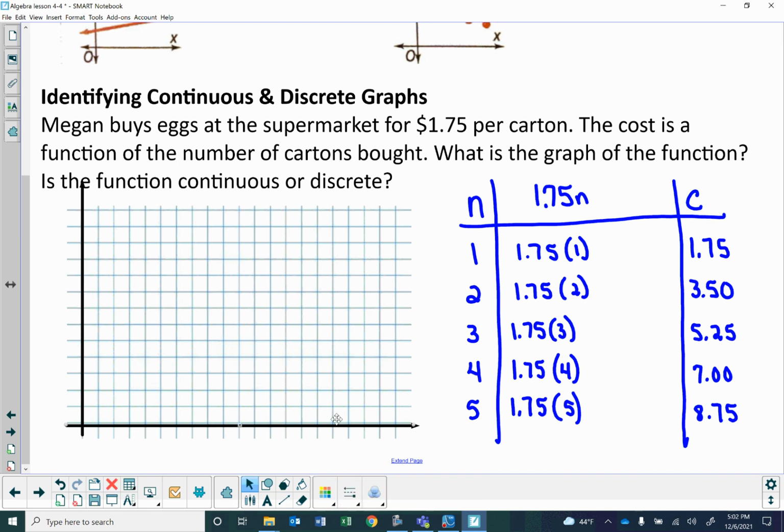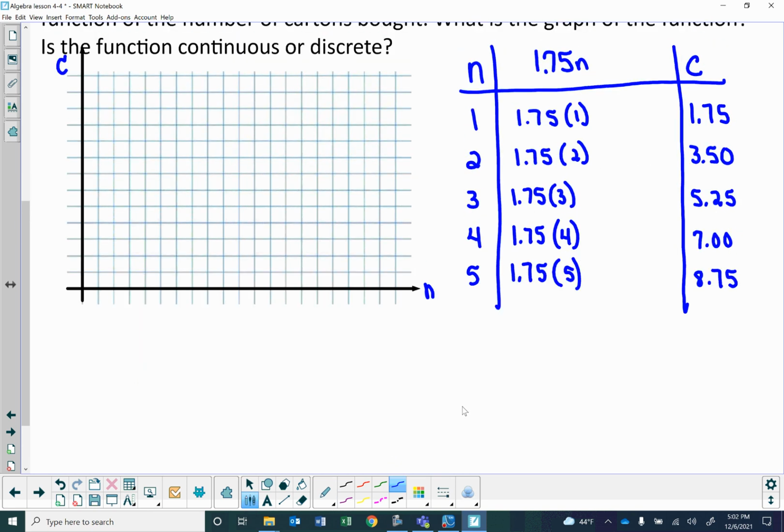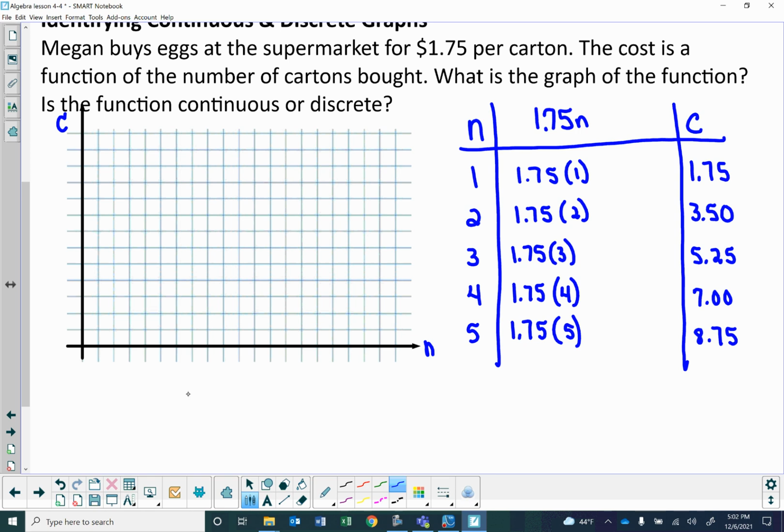Okay, so I'm going to graph my x and y axes here. There we go. Label them x, y, or in this case, I don't even have to label them x and y. I should label them n and c, shouldn't I? Because this is n, number of cartons, and c, this is cost. And I should label my graph accordingly. So this is going to be number of cartons. And this is going to be my cost in dollars.